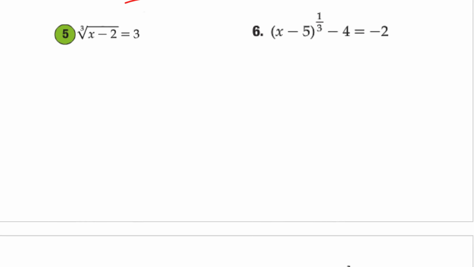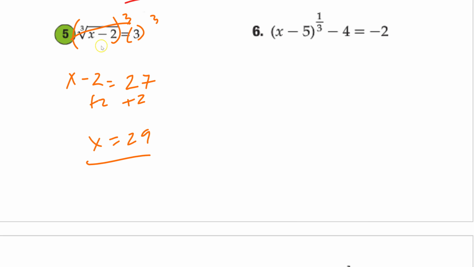Next ones are cube roots. Do the exact same idea. Let's cube both sides. Get rid of that cube root. X minus 2 equals 27. Add 2. X equals 29. Again, you can check. 29 minus 2 is 27. Cube root of 27, 3.